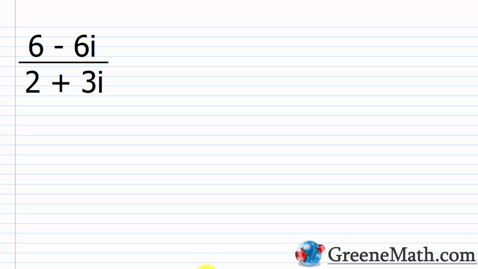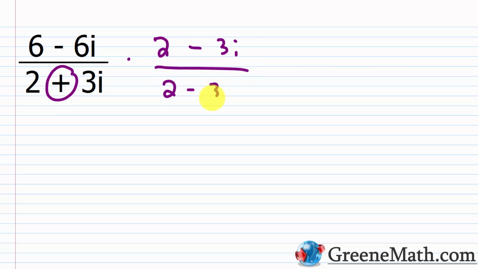All right, let's take a look at one more of these. So we have 6 minus 6i over 2 plus 3i. Again, the idea is I want to get rid of this i in the denominator because it represents a radical in the denominator. So this is not currently simplified. All I need to do is multiply the numerator and denominator by the complex conjugate. So 2 and 3i, just change the sign. Right now it's a plus, so this is going to be a minus. Okay, so 2 minus 3i.